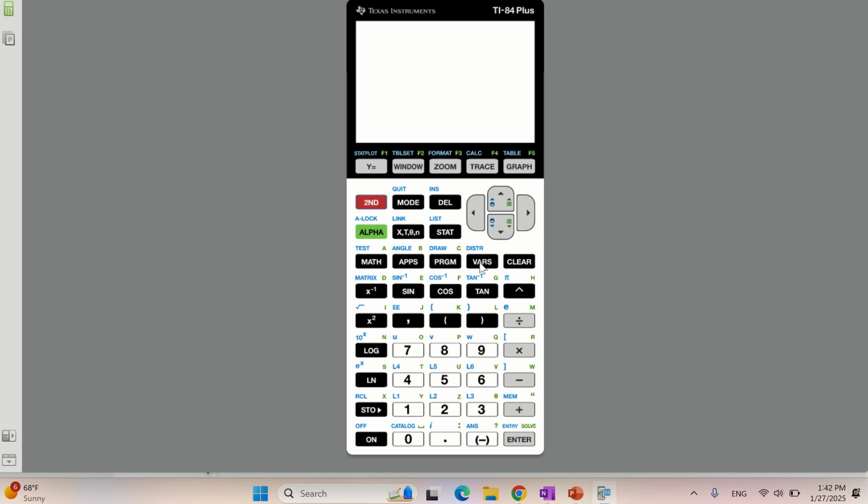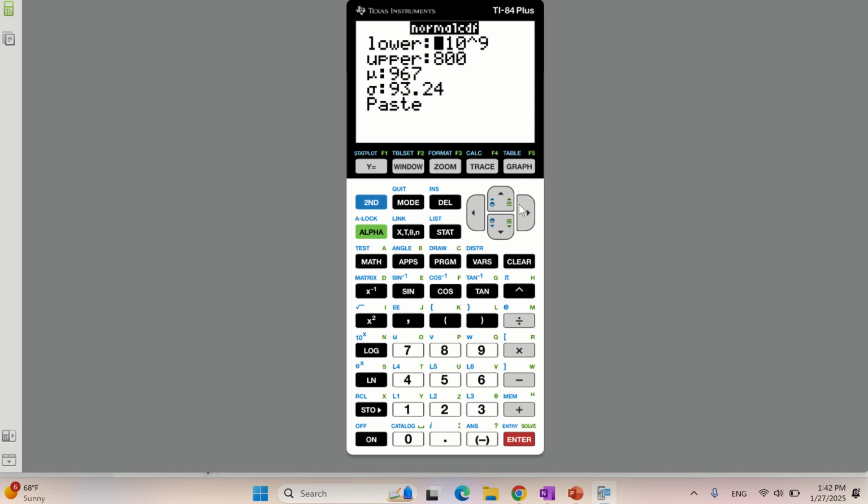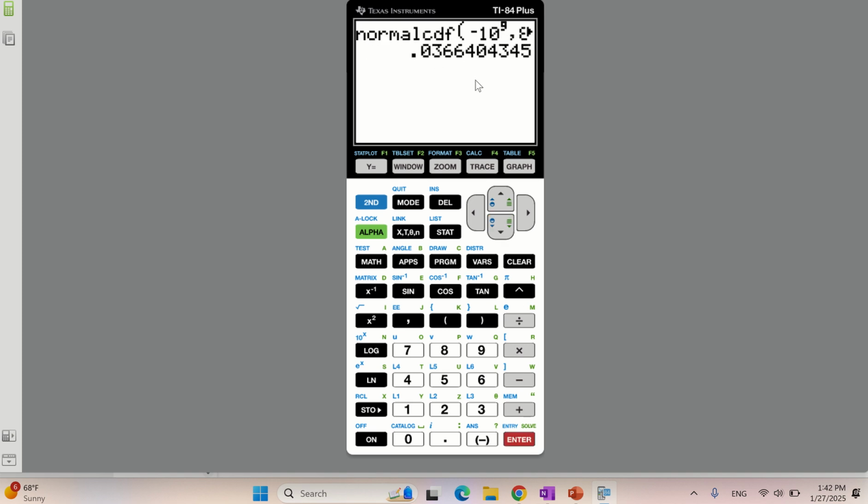So we got second vars, go to normal CDF, and then we put in a really, really negative number. You got 800 for the upper limit, 967 for the mean, 93.24 for the standard deviation, and there you go, 0.0366.